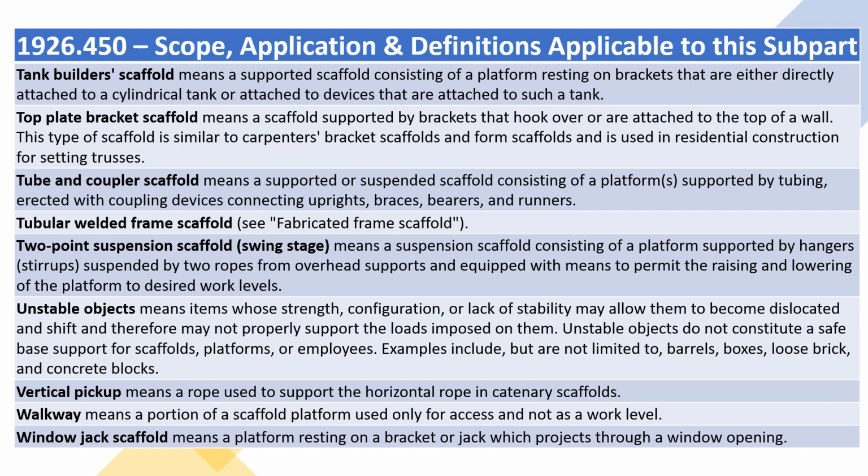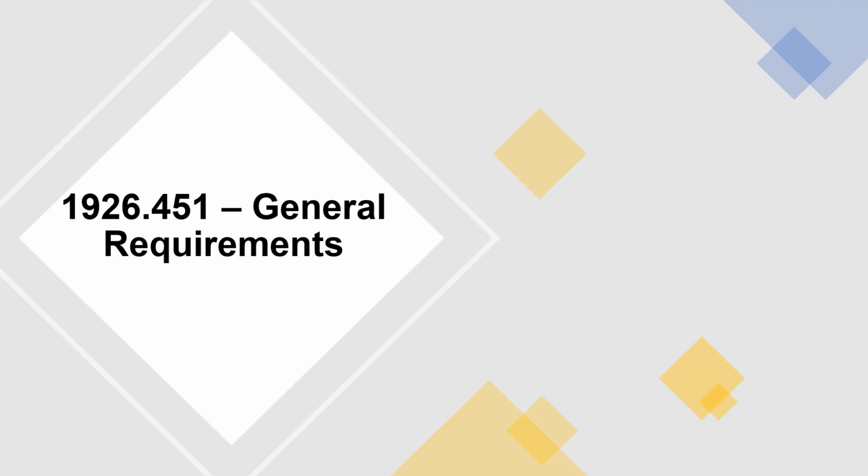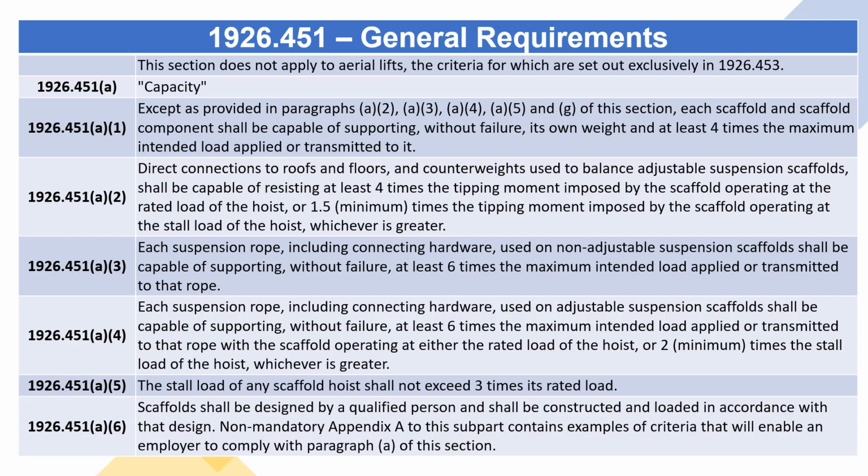Vertical pickup means a rope used to support the horizontal rope in catenary scaffolds. Walkway means a portion of a scaffold platform used only for access and not as a work level. Window jack scaffold means a platform resting on a bracket or jack which projects through a window opening. 1926.451 General Requirements. This section does not apply to aerial lifts, the criteria for which are set out exclusively in 1926.453.